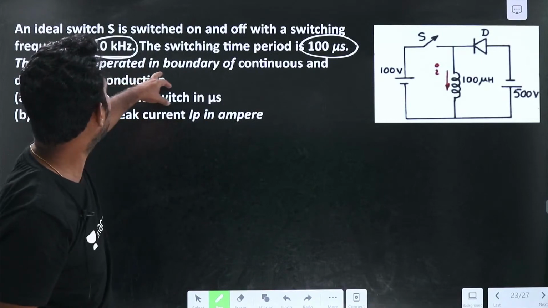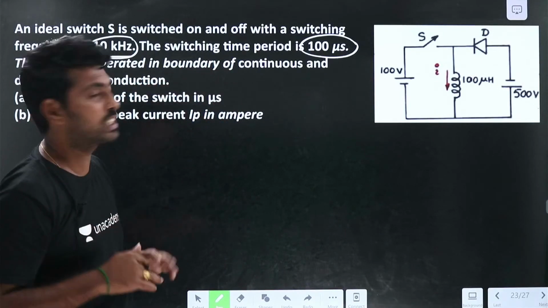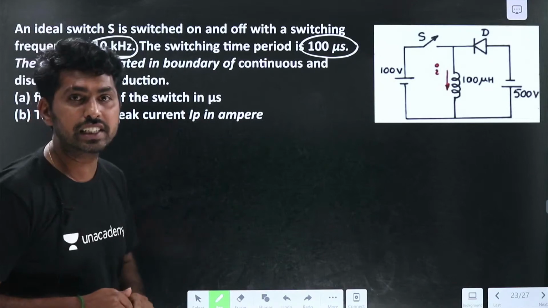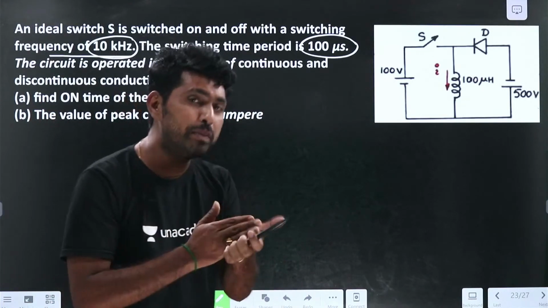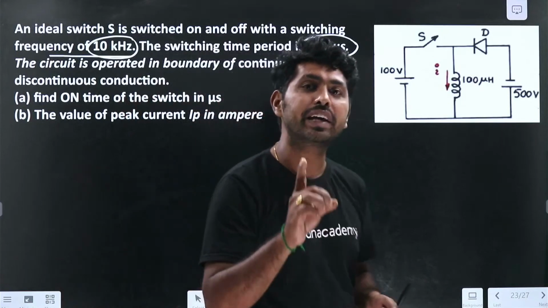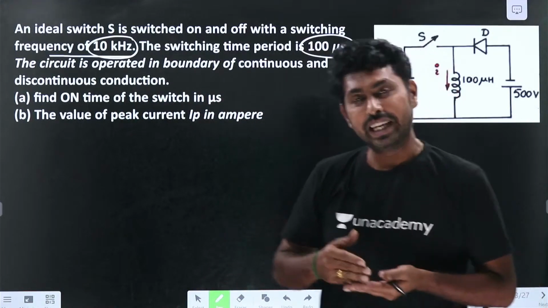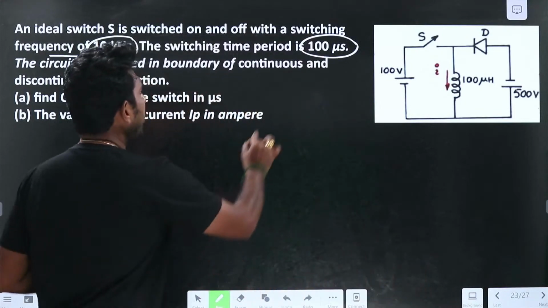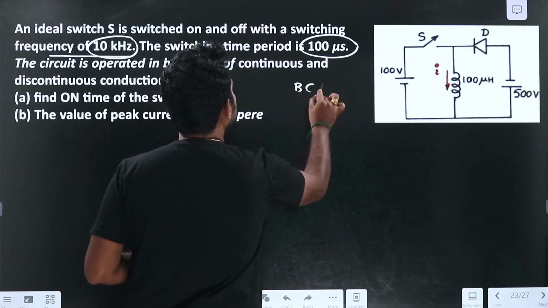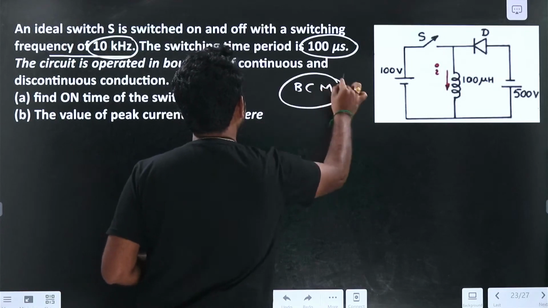The circuit is operating in boundary conduction mode, the boundary between continuous and discontinuous conduction mode. From the problem itself they have told that it is operating in the boundary conduction mode, that is, it is just continuous. So it is boundary conduction mode, and we are clear with this.